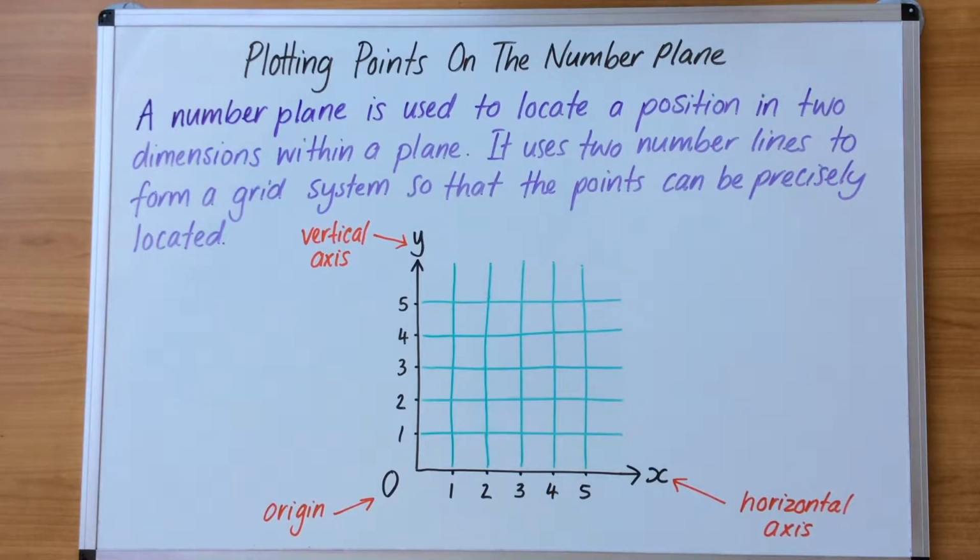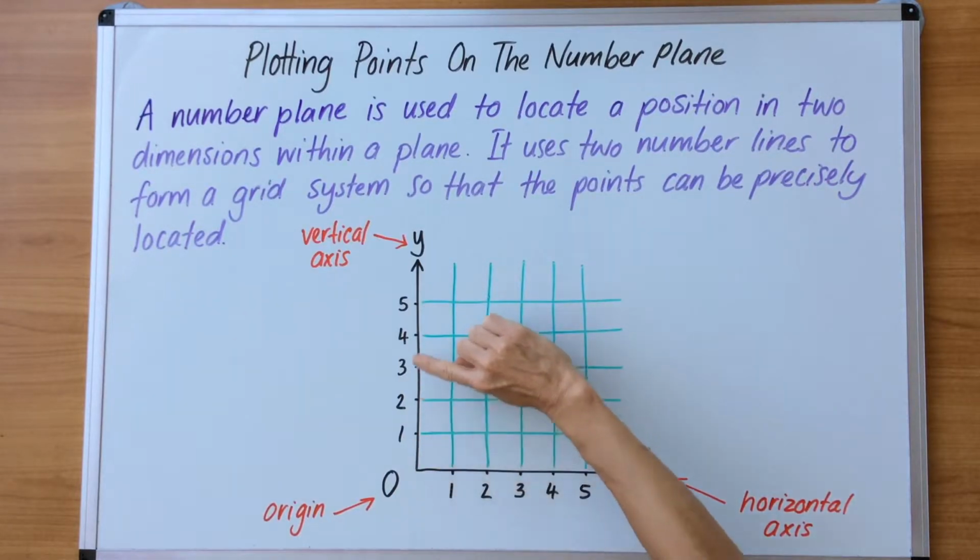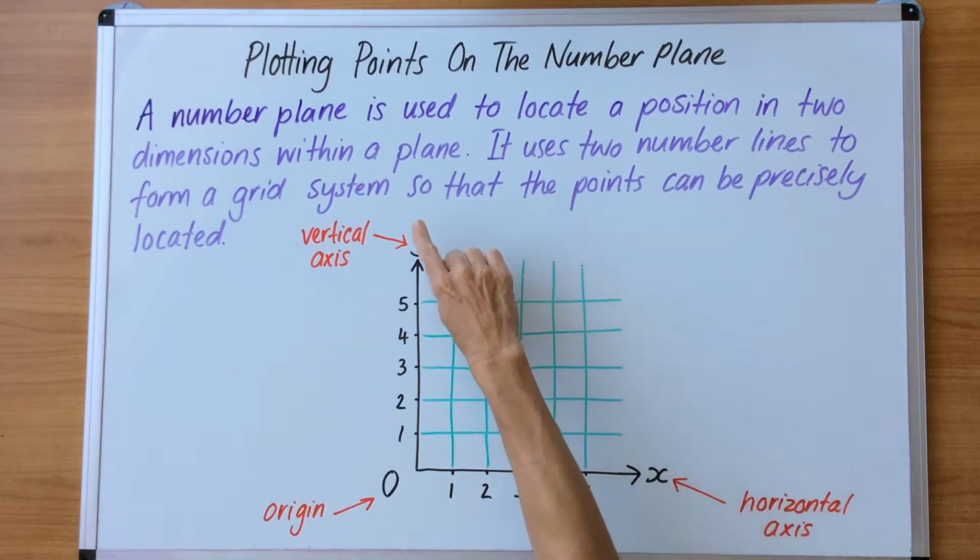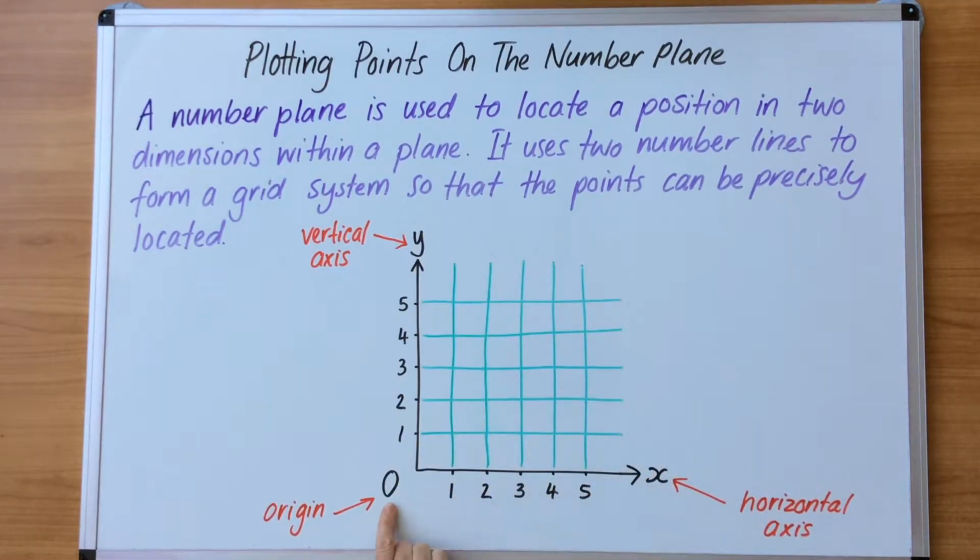A number plane is used to locate a position in 2 dimensions within a plane. It uses 2 number lines to form a grid system so that the points can be precisely located. What I've drawn here is a rough plane. We have the horizontal axis, the x-axis. We have the vertical axis, the y-axis. And where these axes meet is the O for origin.